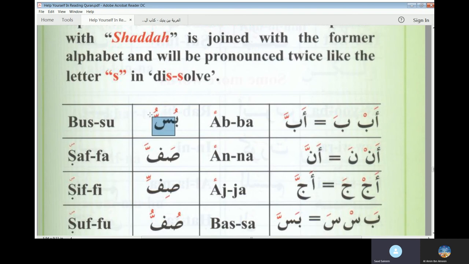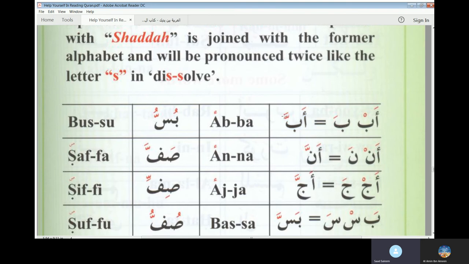How many seen are present in this word? Two. How many fa are present in this word? Two. What is the symbol on first fa? Sukoon. The symbol on first fa is sukoon, and on second fa, fatha.